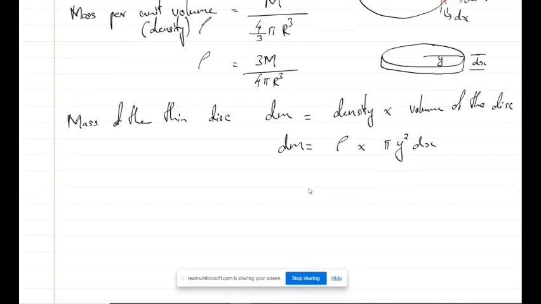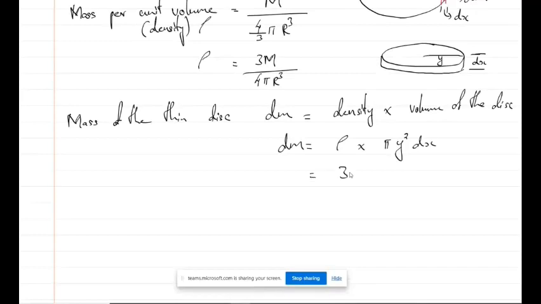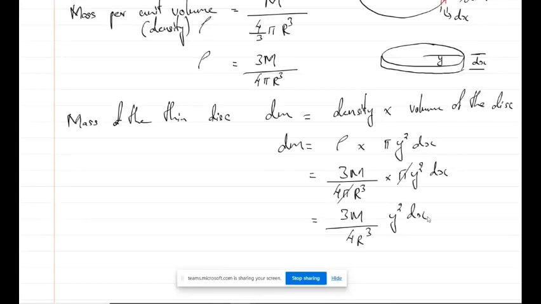You can substitute for density: 3M by 4 pi R cube times pi y squared dx. You can cancel the pi here, and you get 3M by 4R cube y squared dx. That's your dm, the mass of the disk.